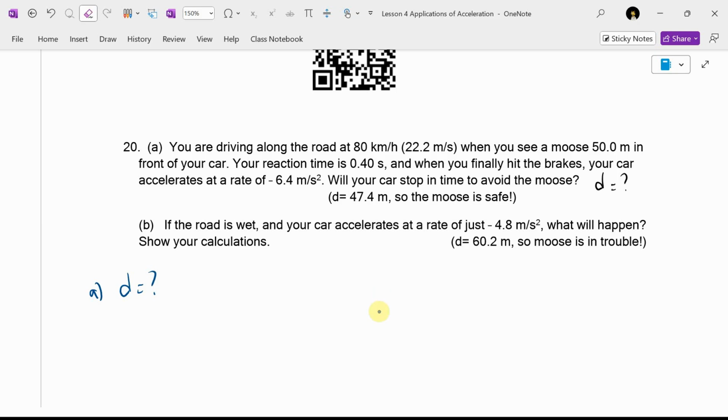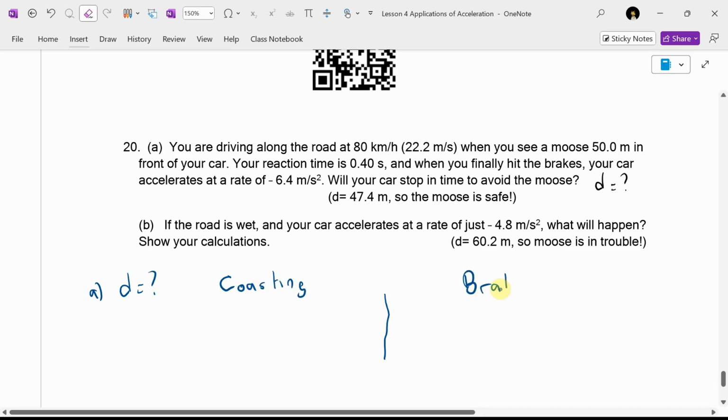And so the first thing that I did is I'm going to divide this in two. This is before I hit the brakes. I chose to call that while I'm still coasting. This is after I hit the brakes. It's while I'm braking.